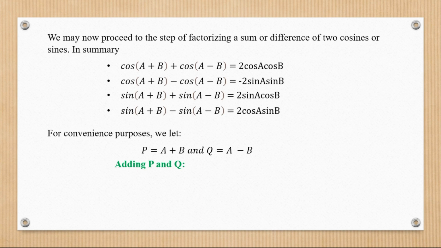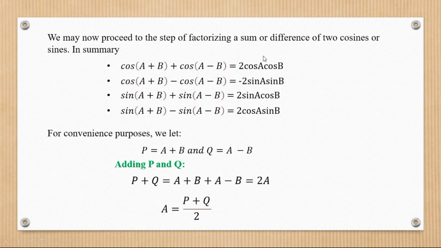Alright, so what happens if we add P and Q? Remember right now, P is equal to A plus B and Q is A minus B. So if we add the two, we have P plus Q, which is going to be equal to A plus B plus A minus B. So the B's will cancel and we remain with 2A. So P plus Q is now equal to 2A, of which if we make A the subject, A becomes P plus Q over 2.